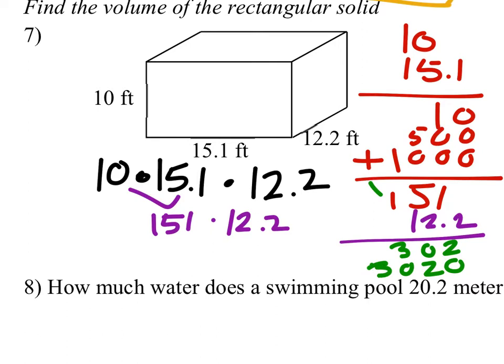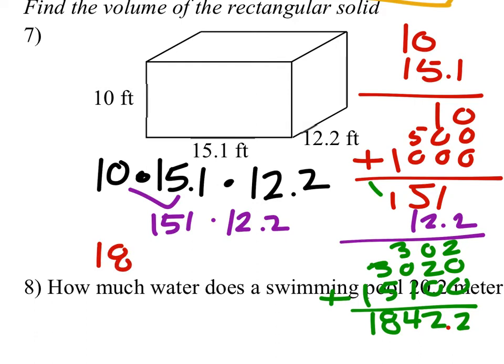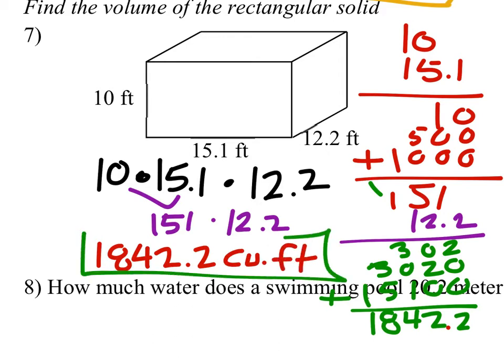Now I'm in the hundredths position. 1 times 1 and 5 and 1. So when I add these, I got 2, 2, 4, 8, 1. And I had one decimal place. So this is 1842.2. And this one is going to be cubic feet, because this is volume, which is three-dimensional.